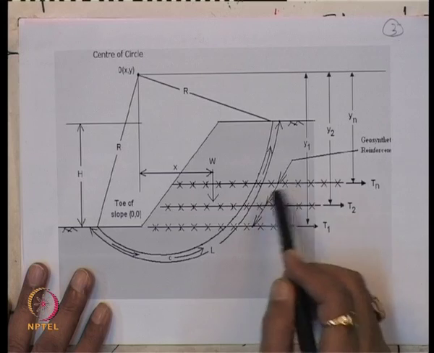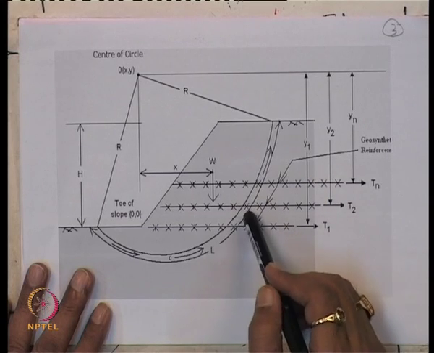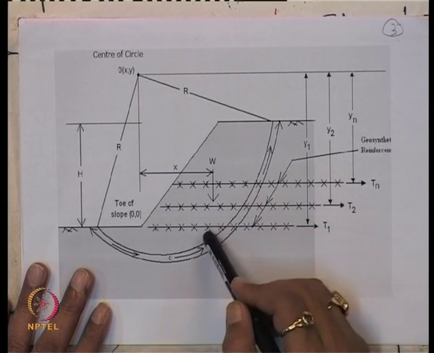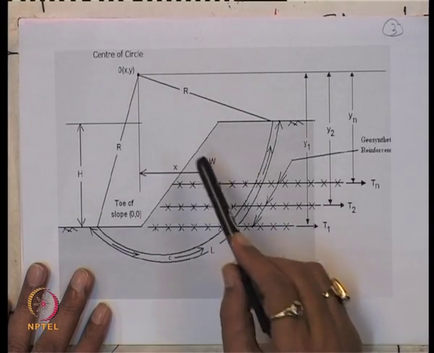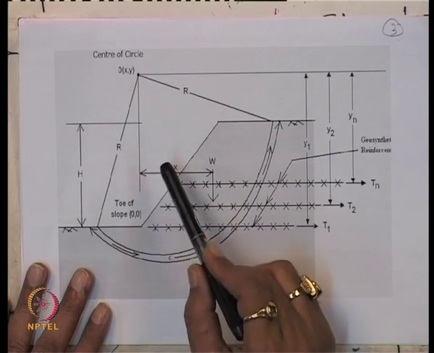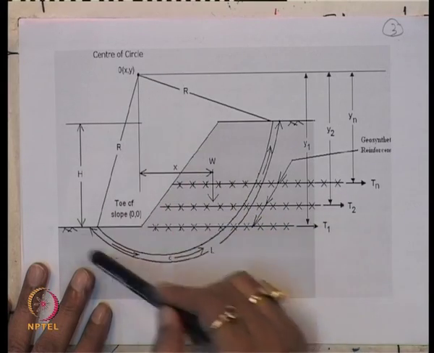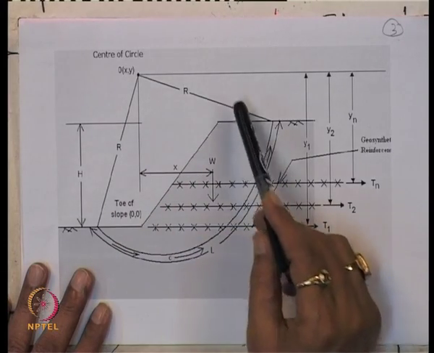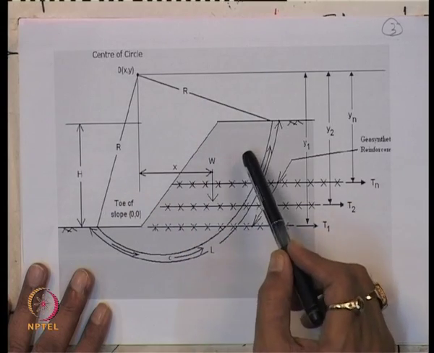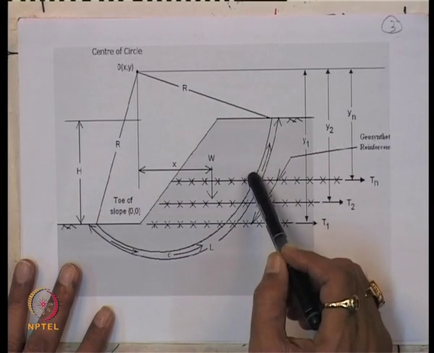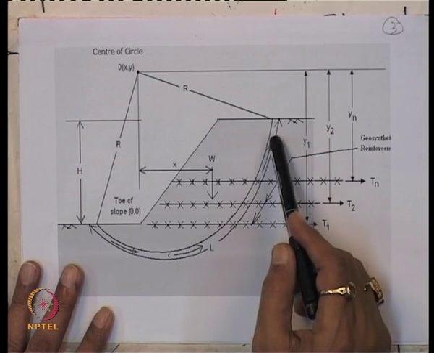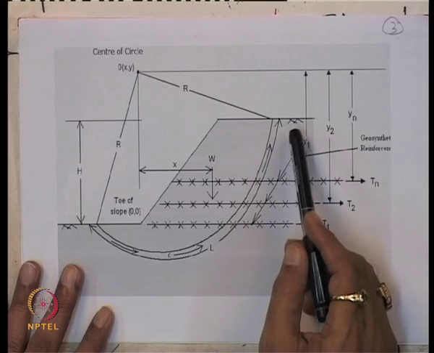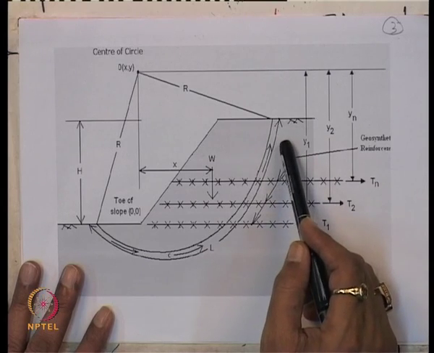So what we are to calculate is the minimum factor of safety, which can be obtained by varying the radius and the coordinates of the center of the circle. Sometimes it is very difficult to solve manually, so that's why there are many ready-made computer programs available. You can make use of those for the reinforced soil slope.